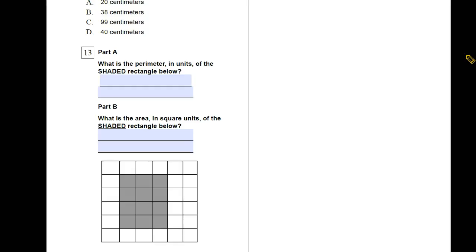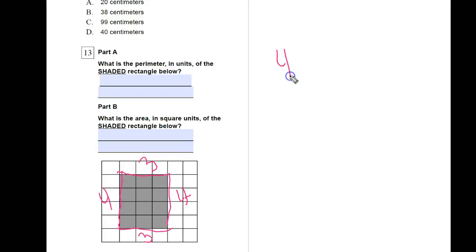So 13 says, part A. What is the perimeter in units of the shaded rectangle? So perimeter, how do I solve that? I'm not asking for the area though. I'm asking for the perimeter. I add all the sides. So I have to figure out what those are. So the top part is how much? 3. Okay, the length on the left is 4. And the length on the right? 4 as well. And the width on the bottom? 3. And the perimeter, I have to add all the sides.